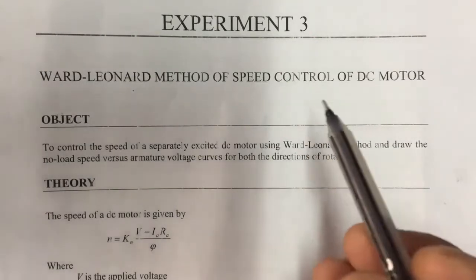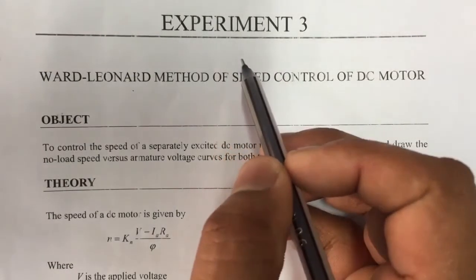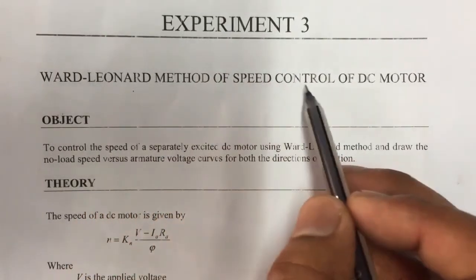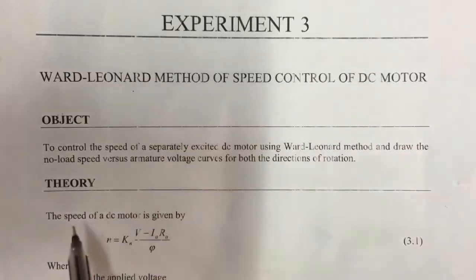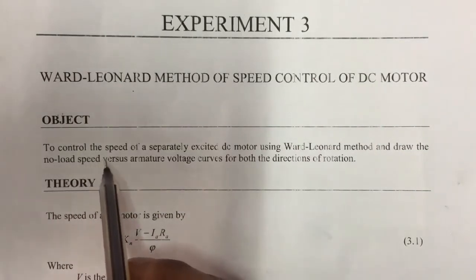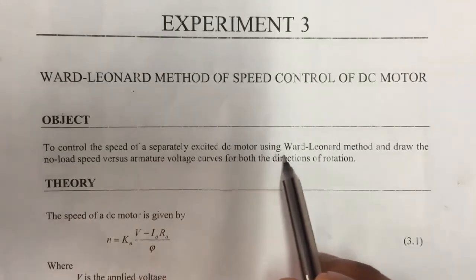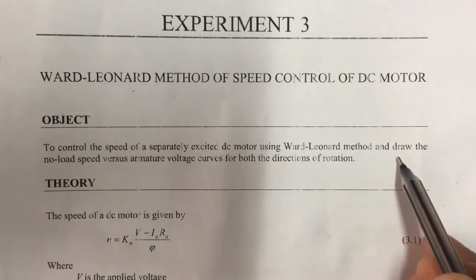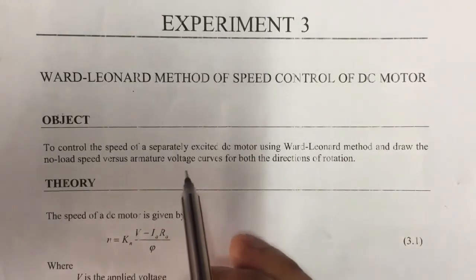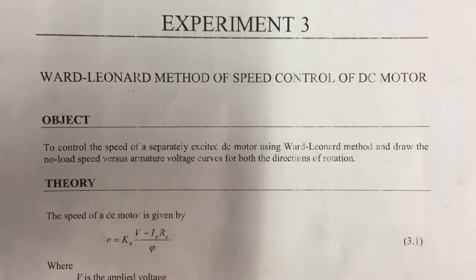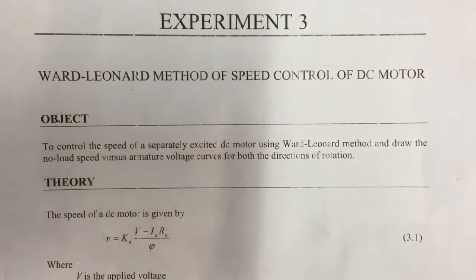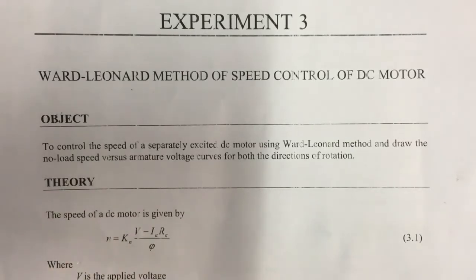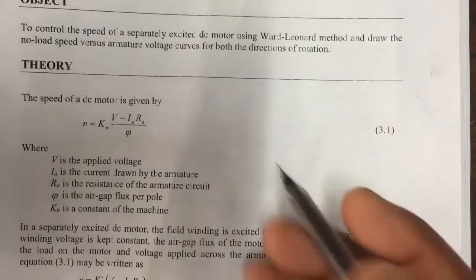Good morning, students. Today we are going to perform the next experiment, that is the Ward-Leonard method of speed control of a DC motor. The objective of this experiment is to control the speed of a separately excited DC motor by using the Ward-Leonard method and to draw the no load speed versus armature voltage curves for both directions of rotation. So today we will perform this to plot the no load speed characteristics with respect to the armature voltage.